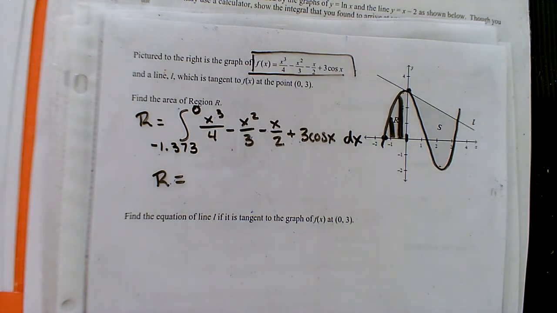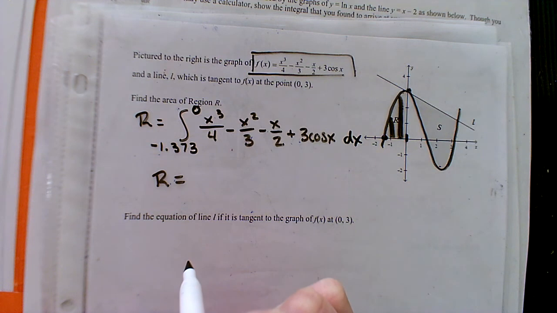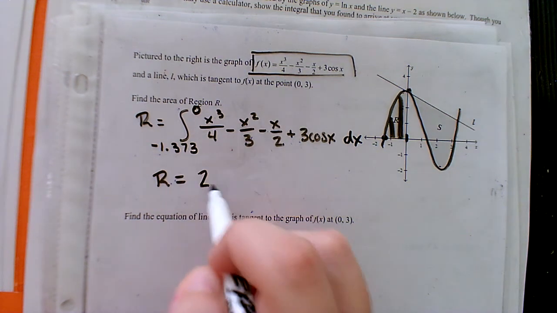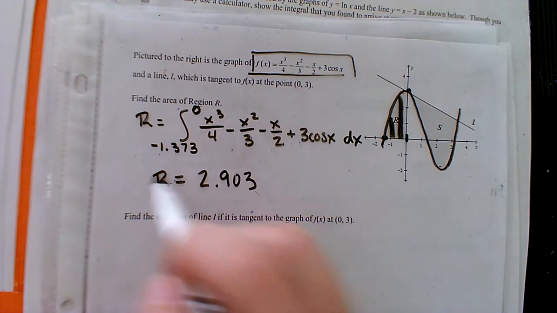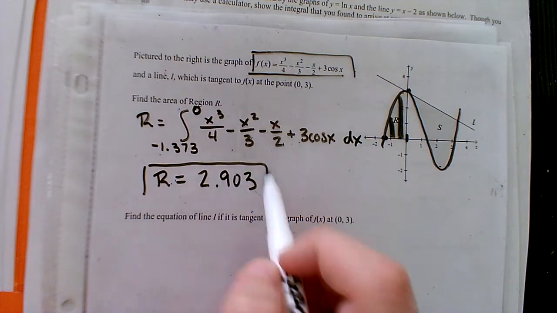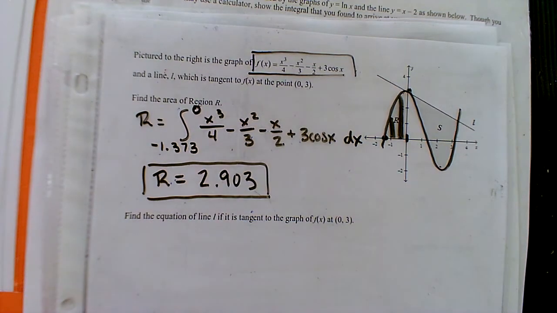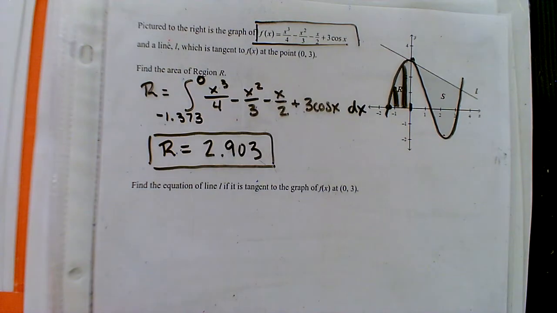Did we get it? Should be positive. Region R is above the x-axis. 2.903. Sound good, guys? All right. Perfect. Let's try the next question.